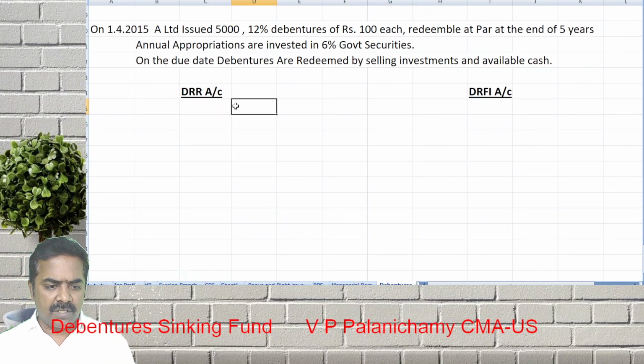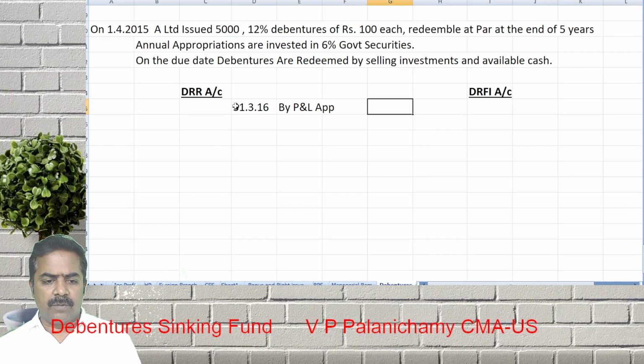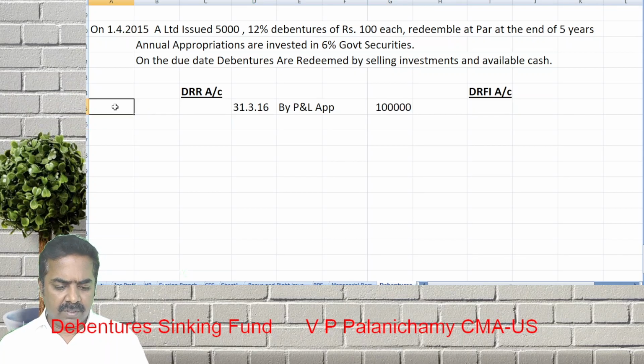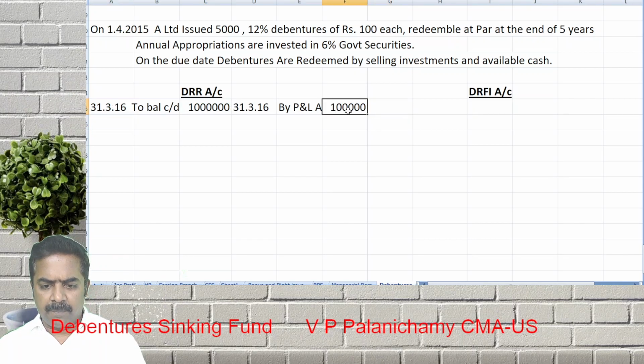So in the debenture redemption reserve account on 31/3/2016 what will you do? By P&L appropriation account, how much amount will we create? 1 lakh, we will create 1 lakh. So that will be carried down. 31/3/2016 to balance carry down. How much will be the balance carried down? 1 lakh. So take the money from the P&L appropriation account.